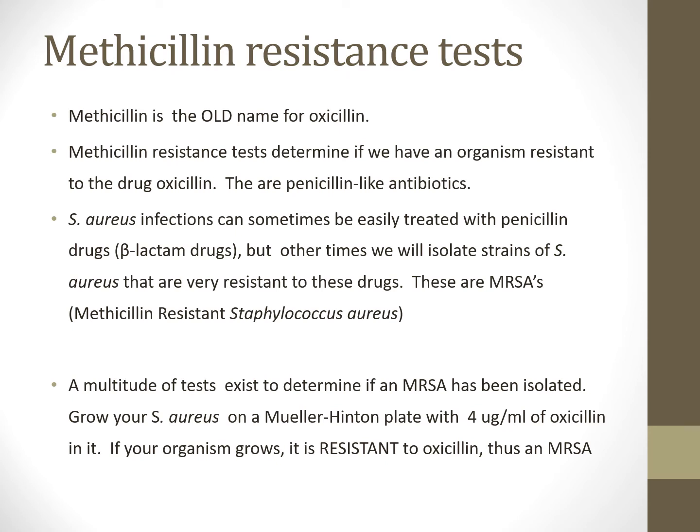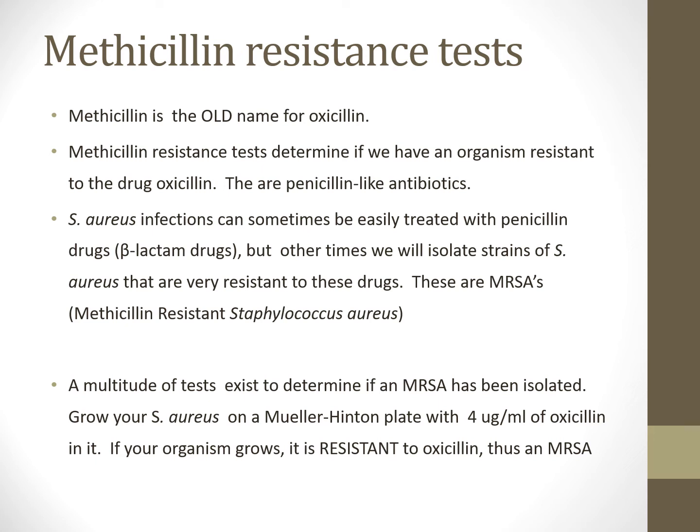Now, anytime you isolate a Staphylococcus aureus in the lab, we want to make sure that it's not an MRSA. I'm sure you've all heard of MRSA before. It's a very resistant strain of Staphylococcus aureus. It means that it is methicillin resistant, and methicillin is the old name for oxacillin. Let's talk a little bit about the timeline of how we've seen methicillin resistance.